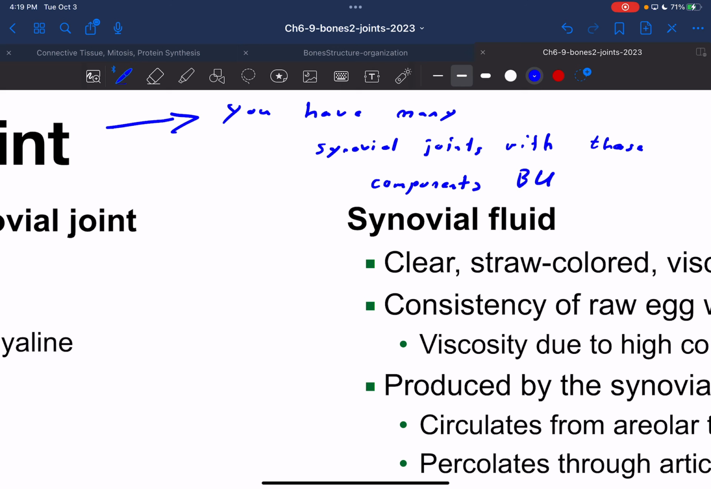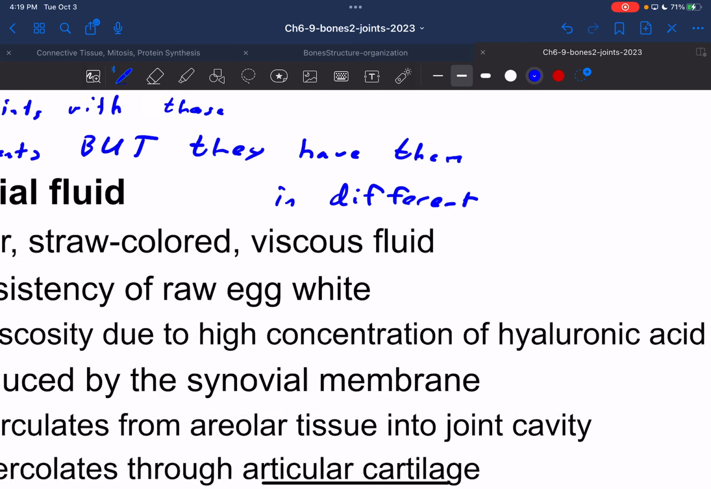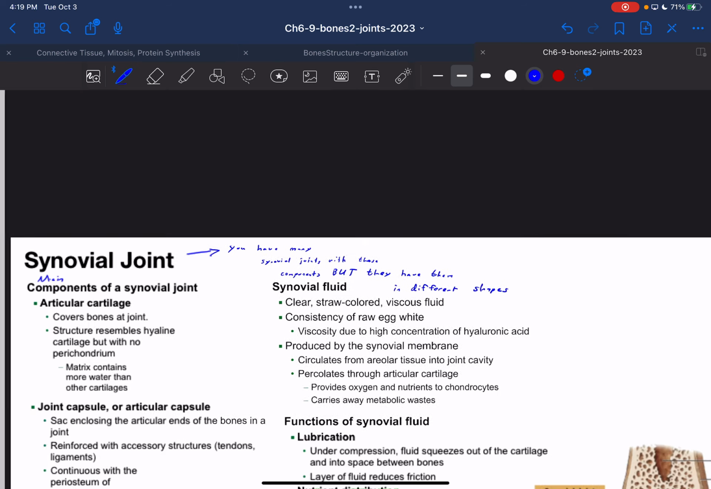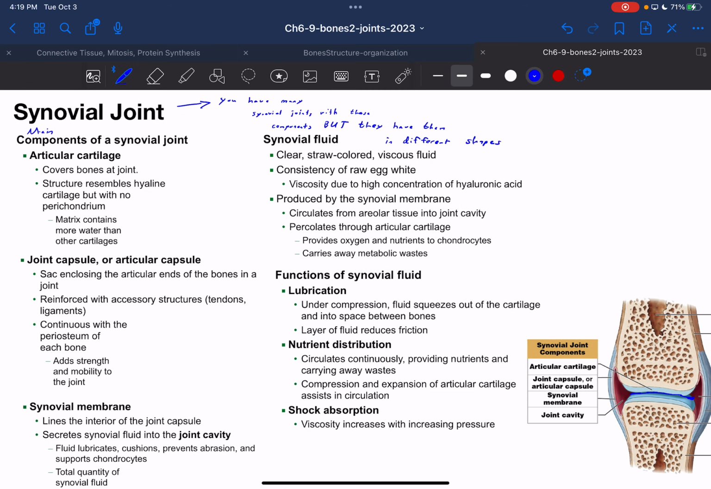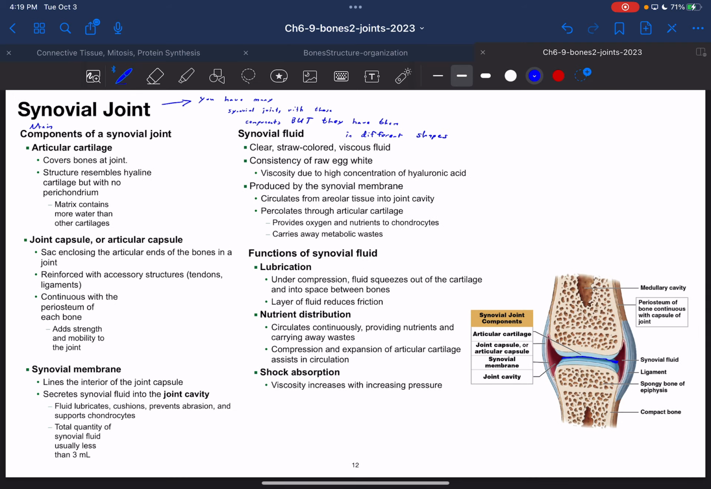But big but, is that they have them in different shapes and combos. This is the recipe for a synovial joint, no matter where you find it, but it has it in a unique manner to compensate for where it is. And I'll show you some examples of this in lab, but you're not tested for it in lab.